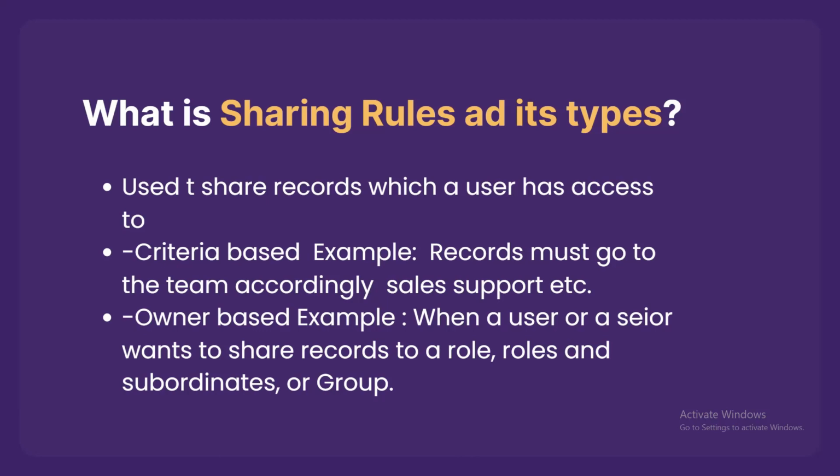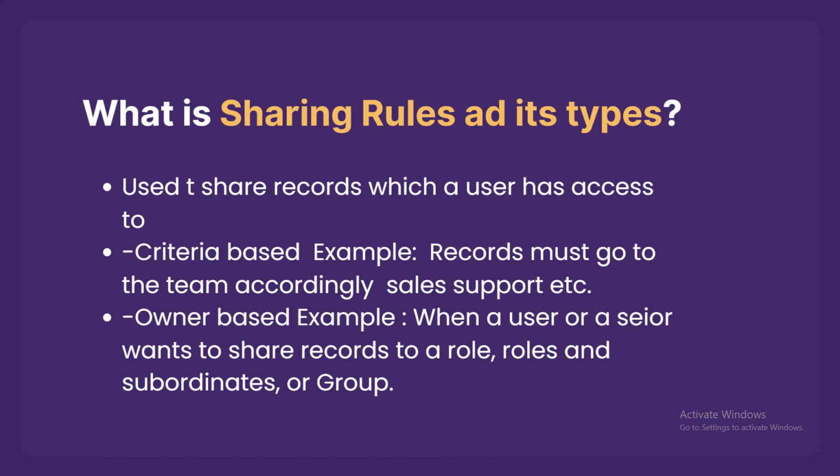What are sharing rules and their types? Using sharing rules, we can share records with a user who does not have access to that record for now, right? So there are two different types: criteria based and owner based.